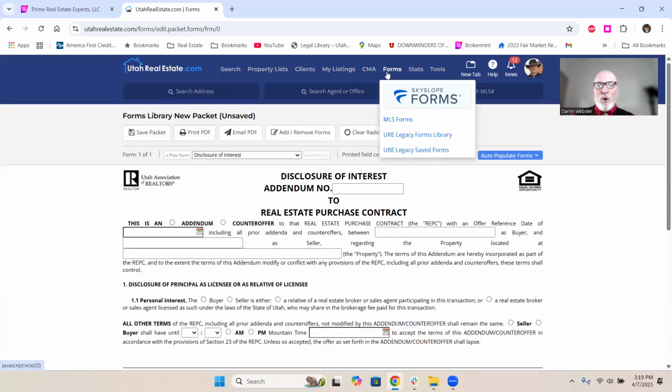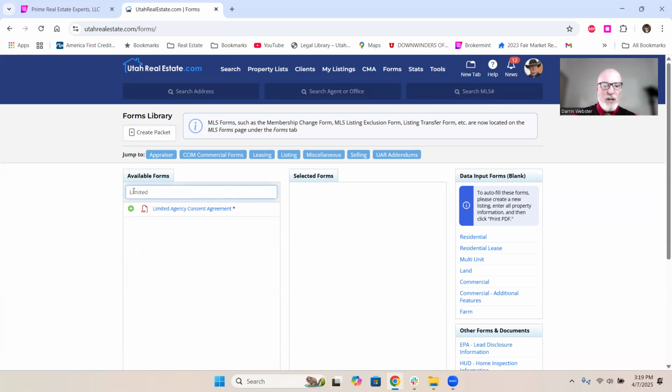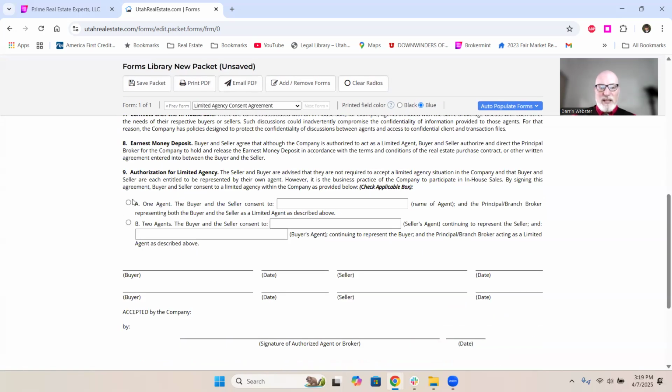We are going to go back and pull up one more, but it's going to be covered more in depth with the limited agency consent agreement. This is the agent consent agreement in the event that you as a single agent are representing buyer and seller, or you as an agent represent buyer or seller, and another agent in our brokerage represents the buyer or seller. So I'm the listing agent and continue to represent the seller, and you as the buyer's agent represent the buyer, or whichever combination.